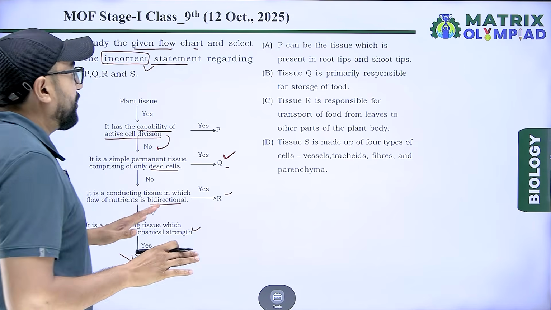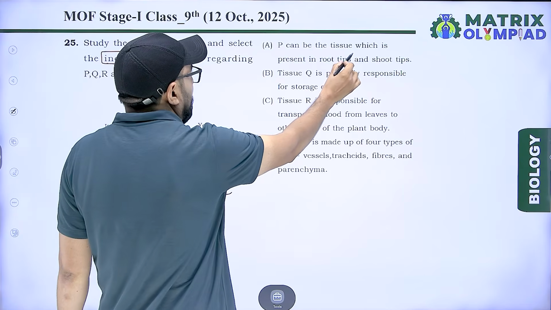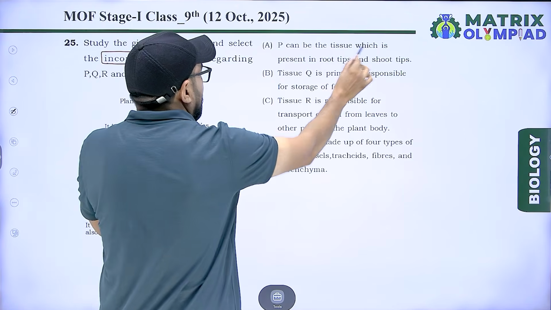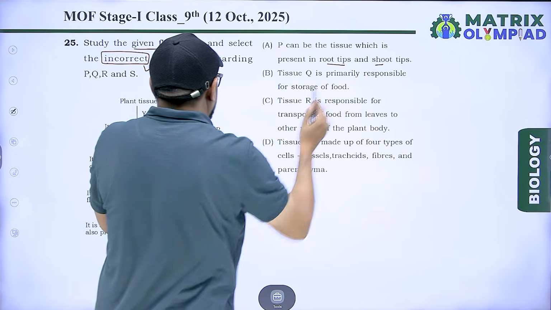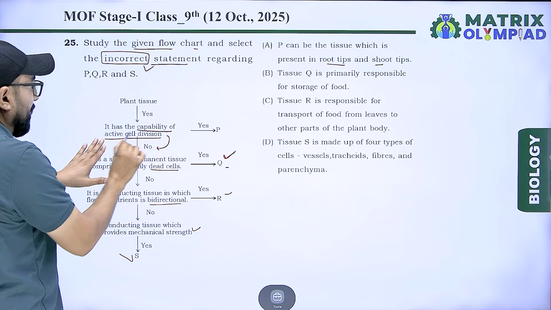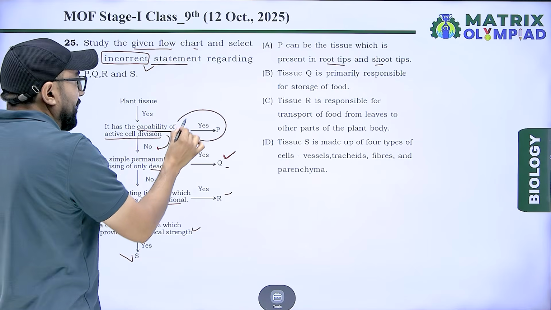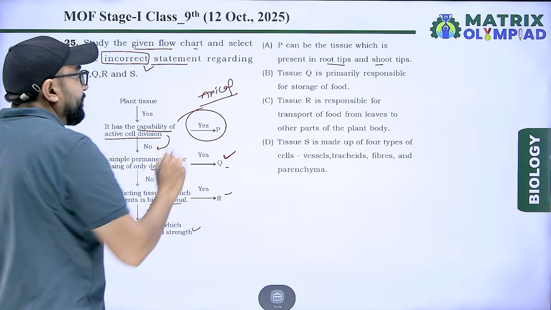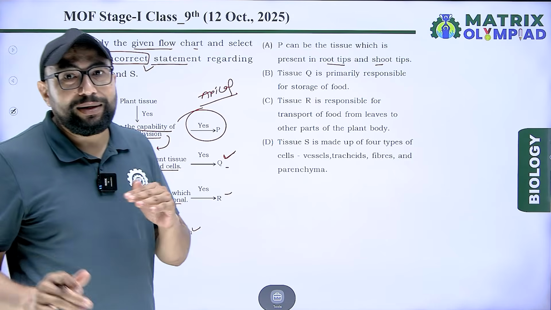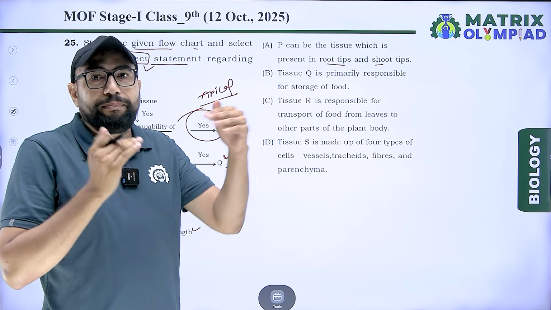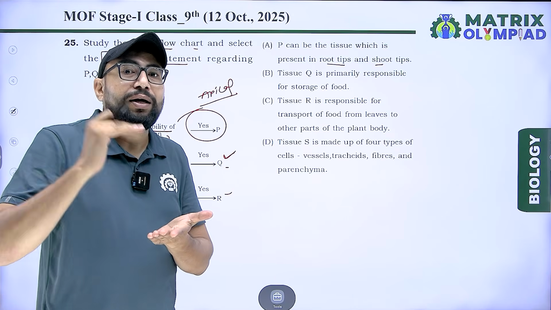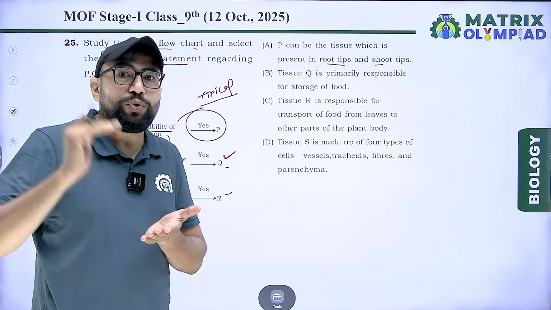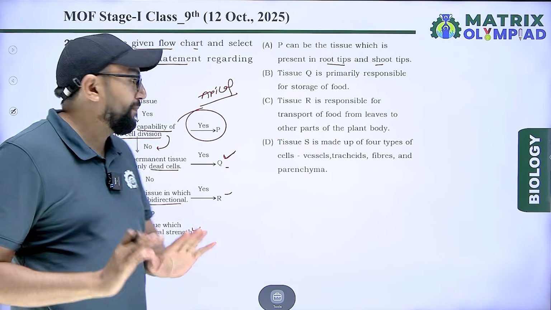First of all, option A. P can be the tissue which is present in the root tip and shoot tip, because it has the capability of active cell division. It is apical meristem, which divides continuously in their lifetime. Meristematic tissue divides from germination to before death.